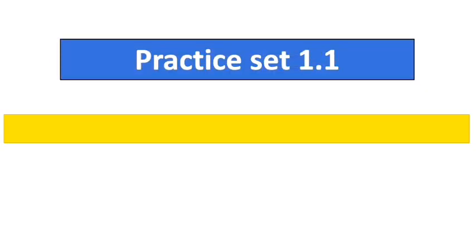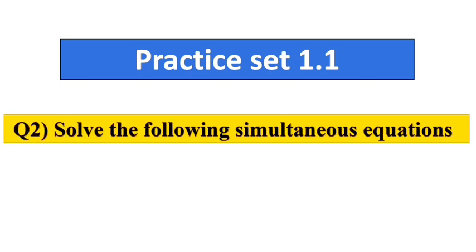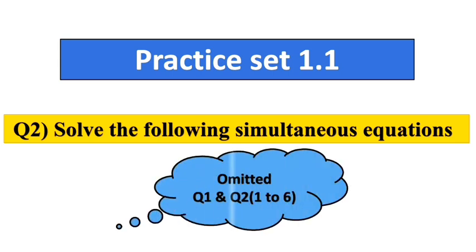Now children, let's start practice set number 1.1. As per the reduction in 2020-21, question number 1 is omitted, and from question number 2, questions 1 to 6 are omitted. So here we are going to solve the 7th and 8th. If any reduction comes or changes come in the exercise, we'll upload a video for you.